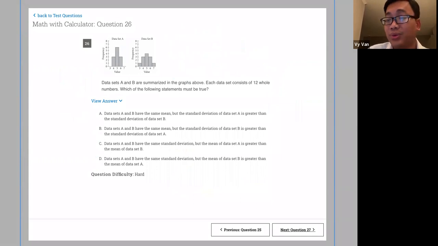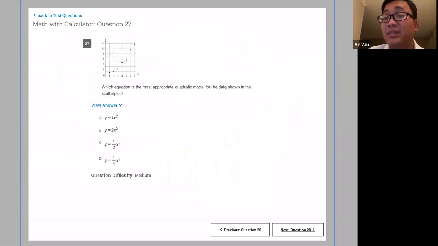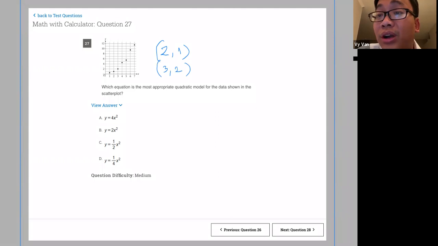Let's move on to 27. Which equation is the most appropriate quadratic model for the graph here? All you have to do is use a few points and plug them in to see which one works. So what are the points? Here we have 2 and 1. What else do we got? 3 and 2. What else? 4 and about 4.5.